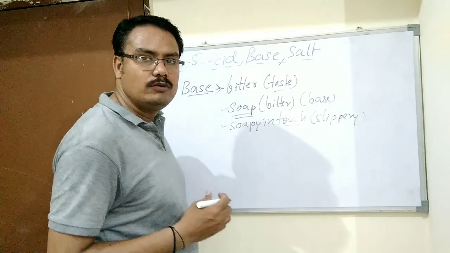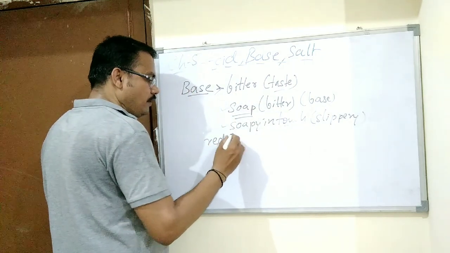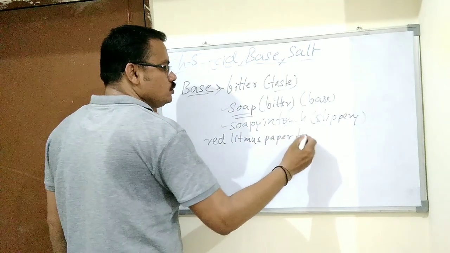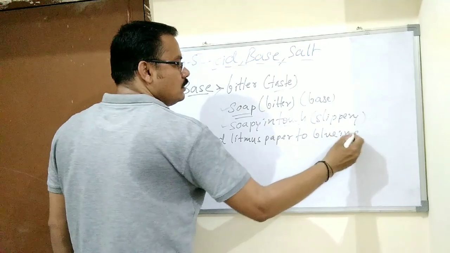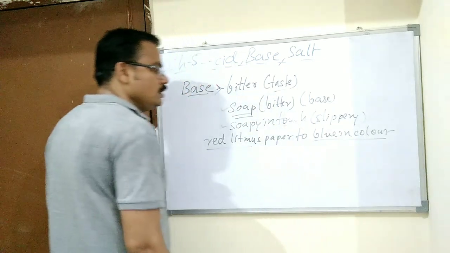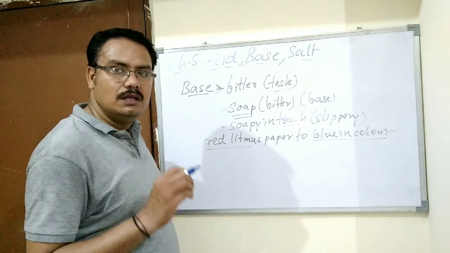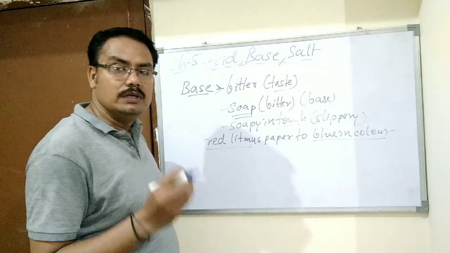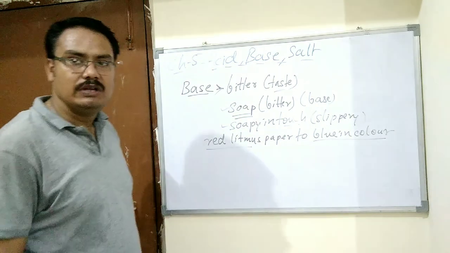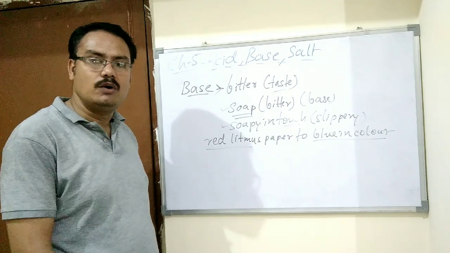And if we try to check it with litmus paper, it converts the red litmus paper to blue in color. This change of red to blue, the character of that material which can change red to blue, is base, that is, basic in nature. So students, today I have given you the idea of what is acid, what is its character, what is base, what is its character, and where it is found.